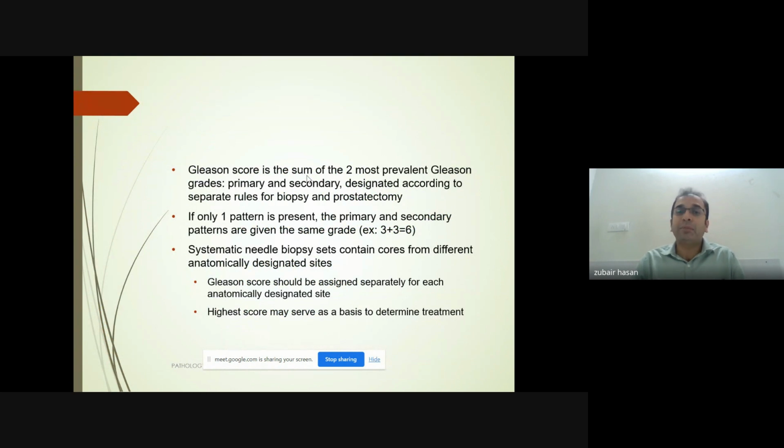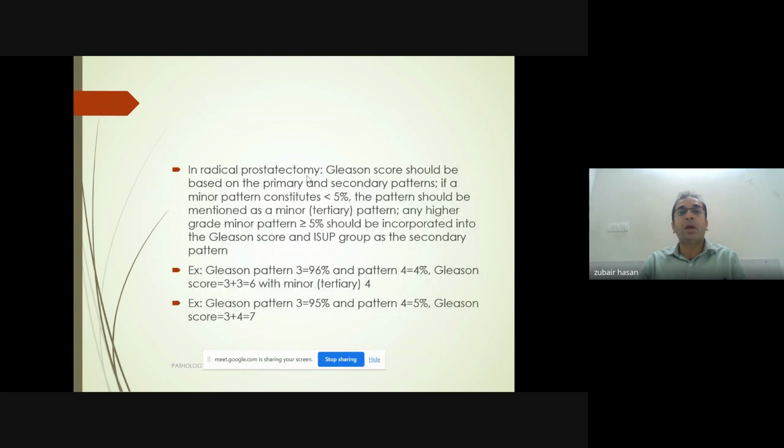Gleason score is the sum of the 2 most prevalent Gleason grades, primary and secondary, designated according to the separate rules for biopsy and prostatectomy. If only one pattern is present, as I told you, we will give it as primary and secondary pattern together as 3 plus 3 is equal to 6. In core biopsies, however, we have to see the different anatomical sites. We have to grade each core separately, right? And the highest score may serve as a basis for determining type. In radical prostatectomy, score should be based on the primary and secondary pattern. And if a minor pattern constitutes less than 5%, that should be mentioned as a tertiary pattern.